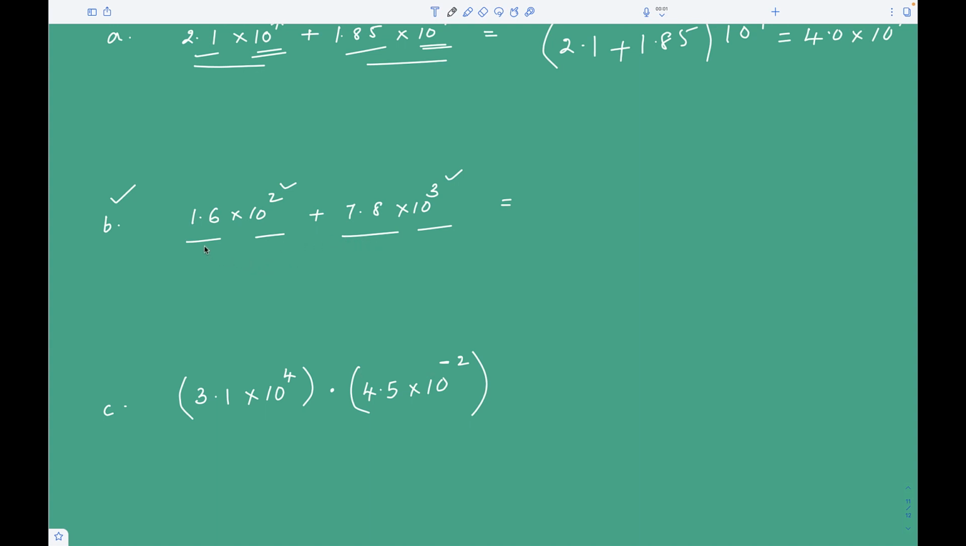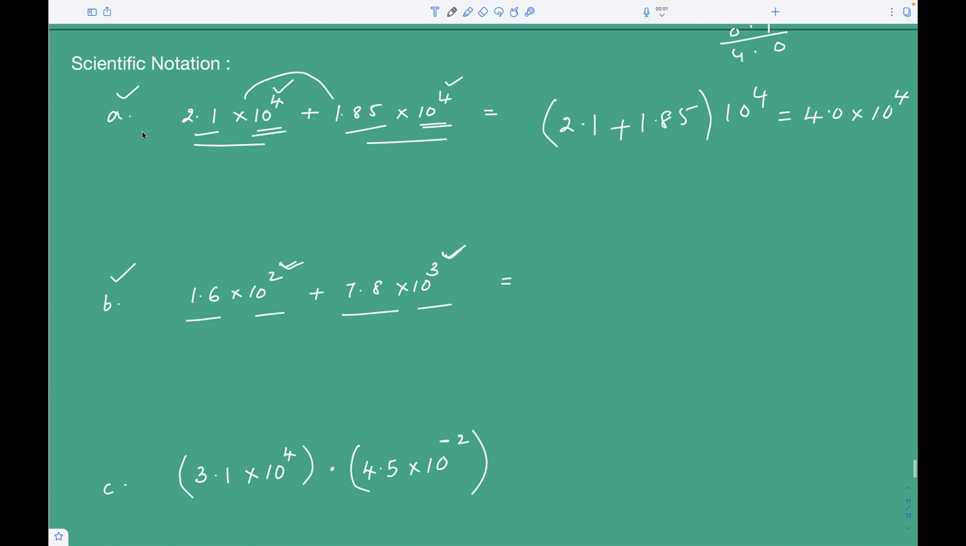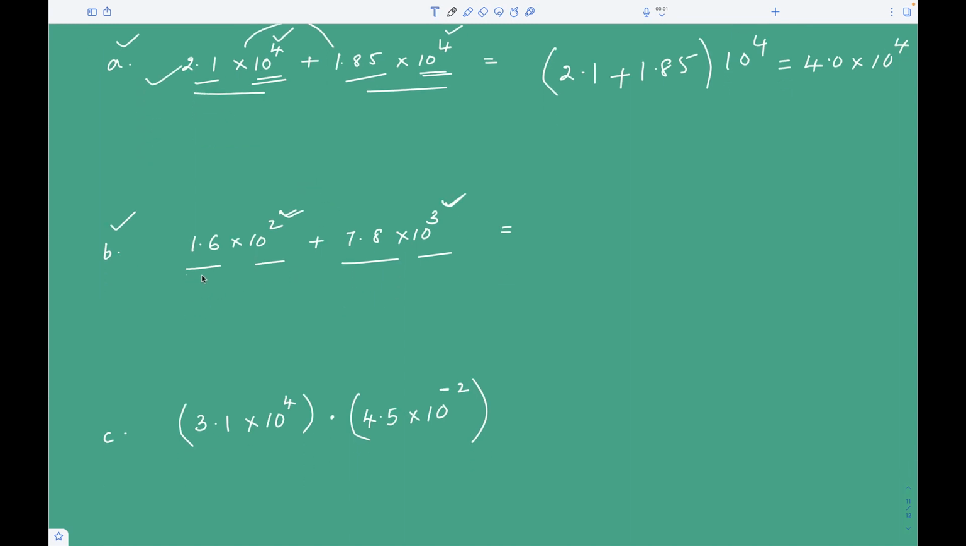One is to expand these terms and add those expanded numbers to one another. The other way is to somehow adjust these numbers so that these exponents become equal. Once the exponents are equal, we know how to add them. That's what we did here. Now let us try to do this addition the first way, that is by expanding these terms.